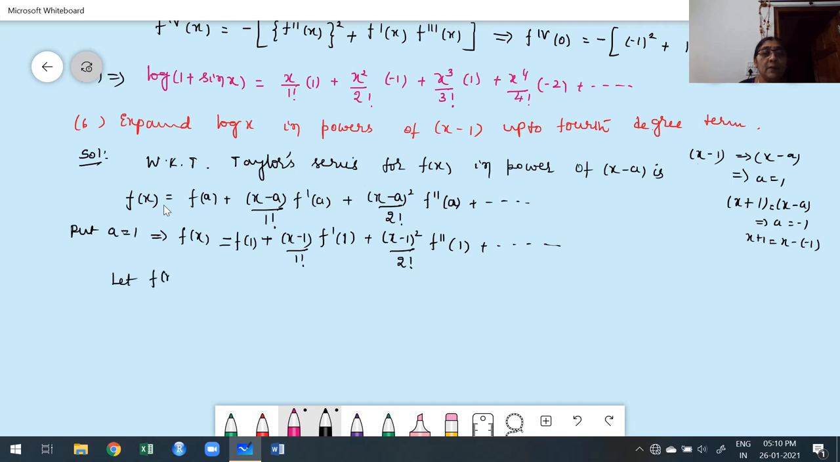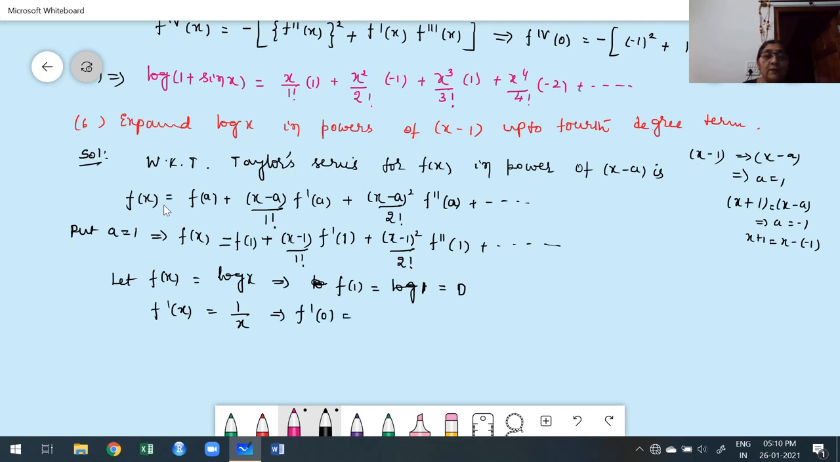Okay. Now let f of x equal, what's the function? Log x. What is my f of 1? Log 1. What is log 1 base e? It must be 0. And move to the next, f dash of x. What is my f dash of x? What is the derivative of log x? 1 by x. What is f dash of 1?